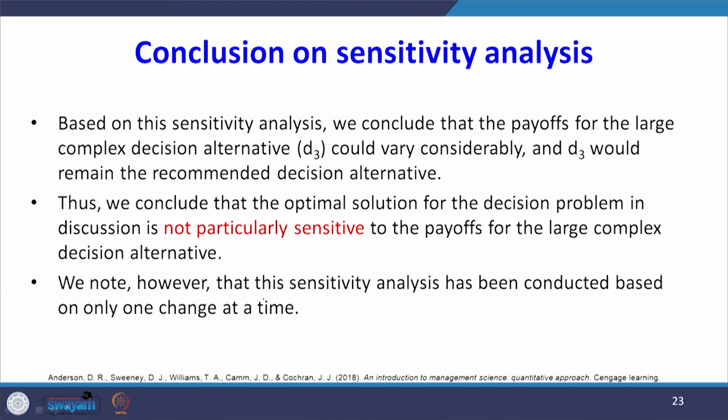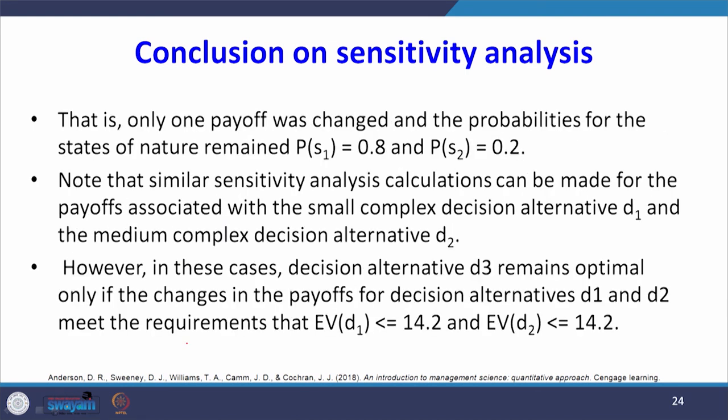We note, however, that this sensitivity analysis has been conducted based on only one change at a time. In any sensitivity analysis, as we learned in the beginning of the lecture also, only one change is permitted at a time. That is, only one payoff was changed and the probabilities for the states of nature remained the same, that is P(S1) = 0.8, P(S2) = 0.2. Note that similar sensitivity analysis calculations can be made for the payoffs associated with the small complex decision alternatives D1 and D2. So far, we have done it only for D3. The same thing can be done for D1 and D2.